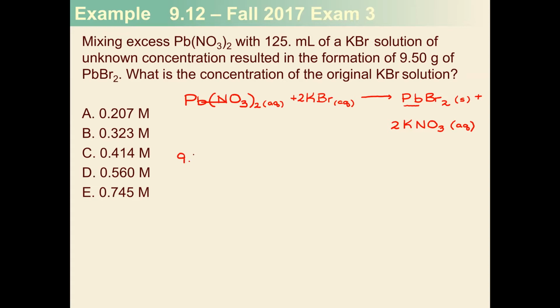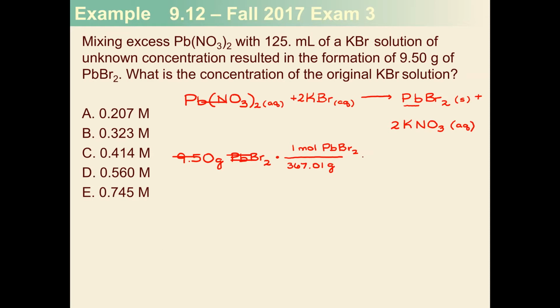I have 9.50 grams of my lead bromide. So where do I go now? Well, I need to go from grams to moles. So what I need to say here is that I have 1 mole of my PbBr2 for the mass of our lead bromide. If I go and put this into the calculator, you will see that I get 367.01 grams of lead bromide for every 1 mole.